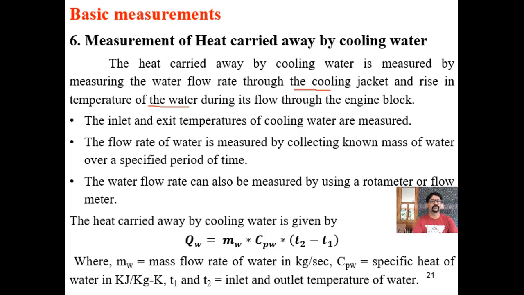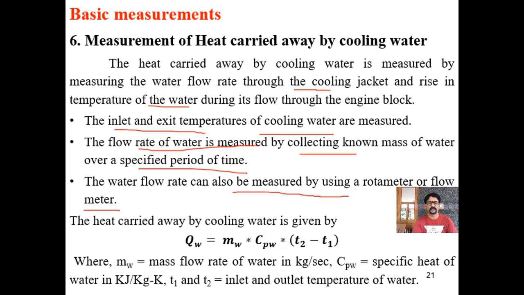If you note down the mass flow rate of water as well as the temperature rise, then you can calculate the heat carried away by the water. So the inlet and exit temperatures of the cooling water are measured. The flow rate of water is measured by collecting a known mass of water over a specified period of time. Using a collecting jar, collect water, note down the time, then calculate the mass flow rate of water. The water flow rate can also be measured by means of a rotameter or a flow meter.